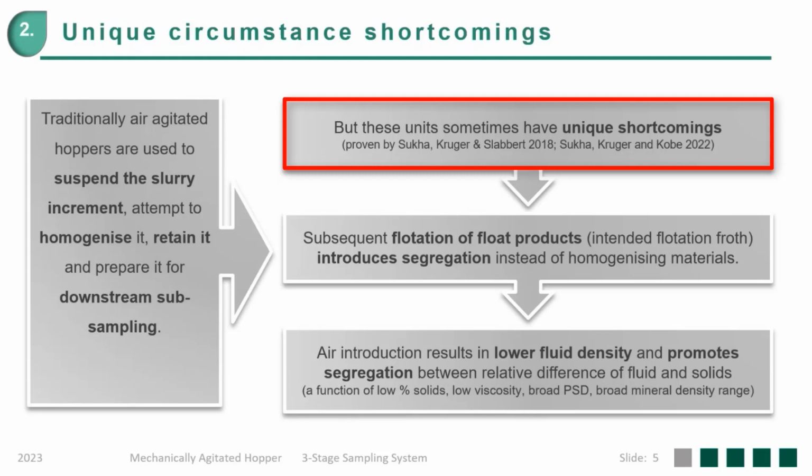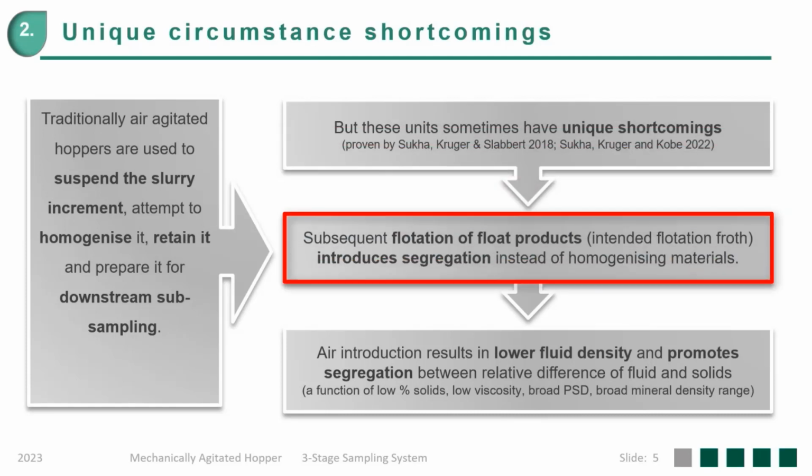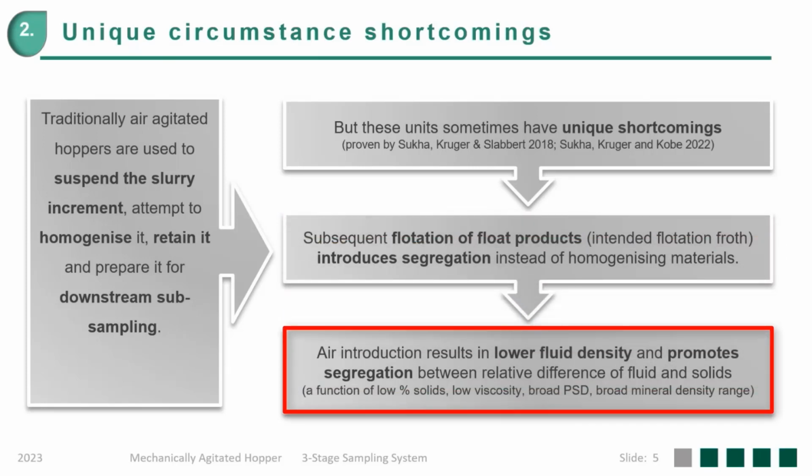Those shortcomings are being unable to keep all particles of varying size and densities in suspension inside the hopper. Subsequent flotation of fluid product introduces segregation instead of homogenizing material. Air introduction results in low fluid density and promotes segregation between a relative difference of fluid and solids.